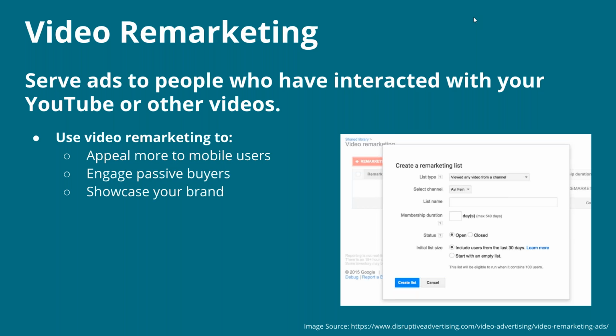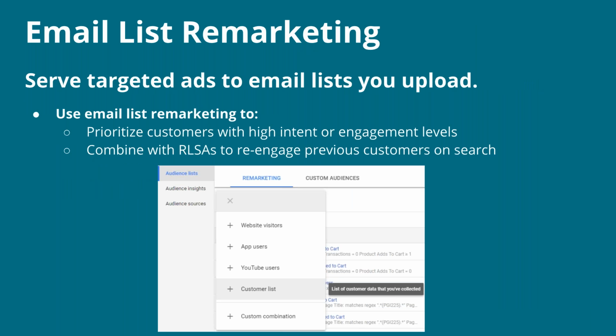And last but not least, email list remarketing. This is something that we've done a lot more recently as well, and I'd recommend combining it with RLSAs, which you can see as my second point here. This basically allows you to serve targeted ads to email lists that you upload, so customers whose emails you have. It allows you to prioritize customers with high intent or engagement levels, just as you would with normal audience lists, if you have the capability and are willing to upload your emails into AdWords, segmenting them by engagement rates or different actions they've taken on site.